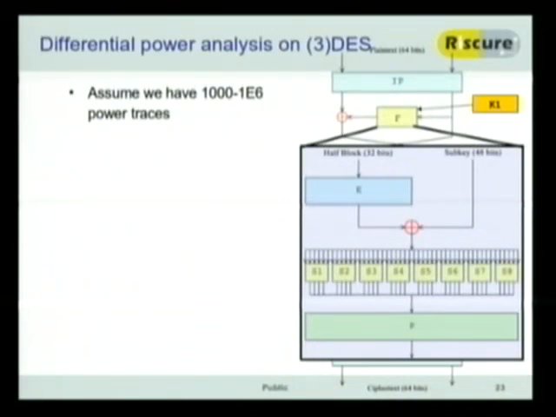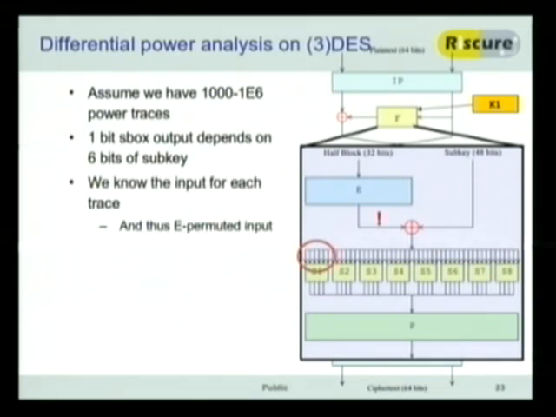So let's again assume we have 1,000, 1,000,000, a bunch of traces. For each of these traces, we know the data that we sent in there. So for each trace, we can calculate the data all the way up to this E permutation, up to this XOR with the subkey. After that, again, we're lost. We know this part. We don't know the subkey. So that's our question. How are we going to figure out these 6 bits?